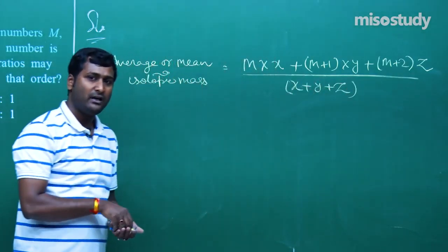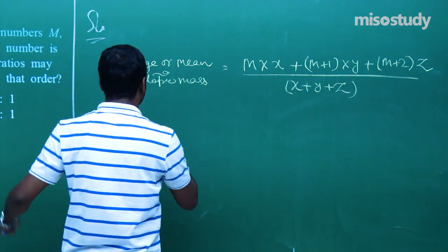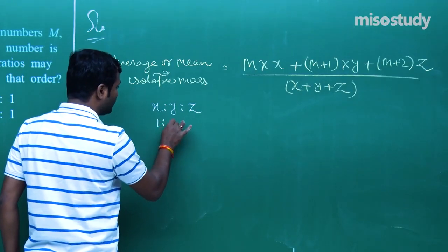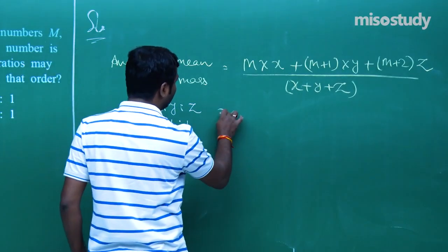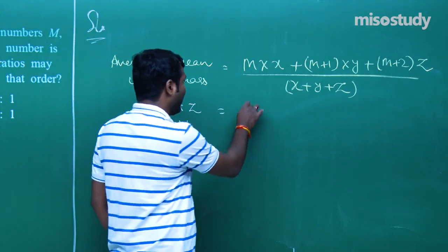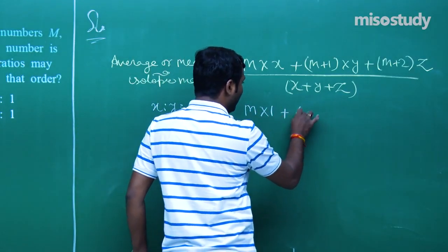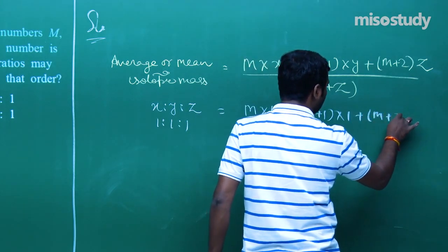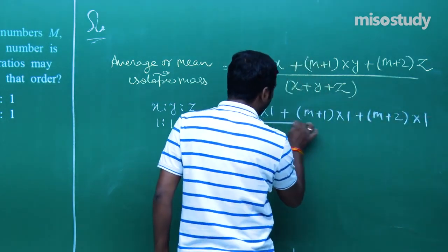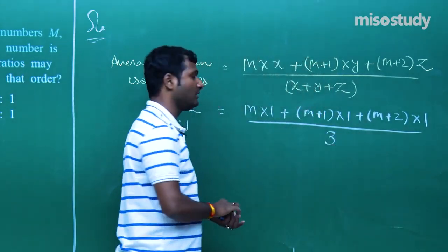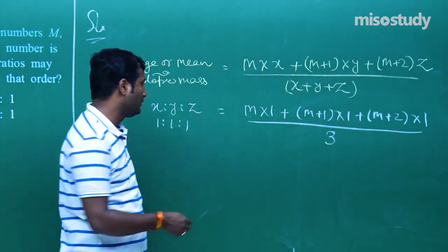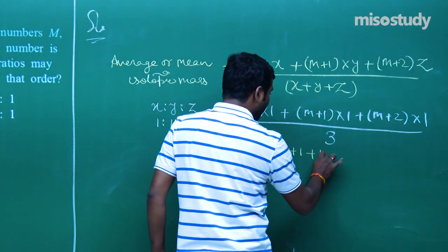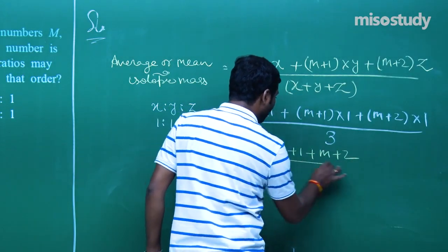Clear to you? Now if I put here the first option, that is x : y : z is equal to 1 : 1 : 1. Now check it out, what will happen in this case? That is m into 1, m plus 1 into 1 and m plus 2 into 1, and upon 1 plus 1 plus 1, that is 3. Am I right? Yes, sir, you are absolutely right. That is m plus m plus 1 plus m plus 2 divided by 3.